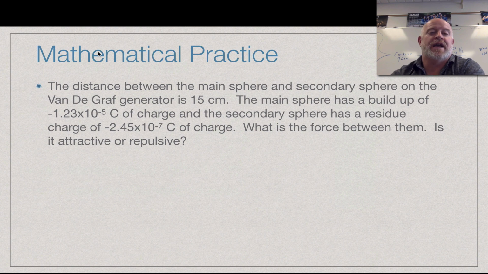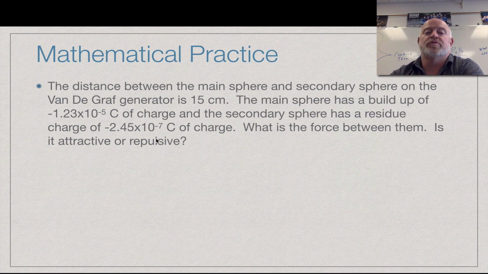All right, so we have the distance between the main sphere and the secondary sphere on a Van de Graaff generator is 15 centimeters. Think back to the Van de Graaff generator example that we used. The main sphere is a buildup of negative 1.23 times 10 to the negative 15th coulombs of charge. And the secondary sphere still has a residue of charge on it that's negative 2.45 times 10 to the negative 7th coulombs of charge. Okay, so they both contain charge. What's the force between them? And then is this force going to be attractive or repulsive?